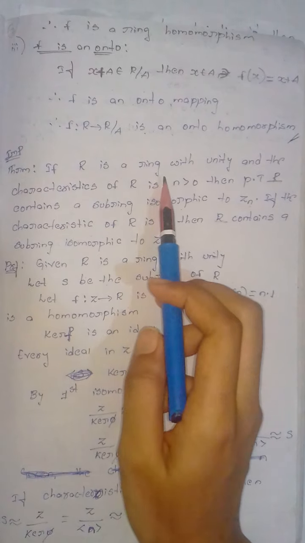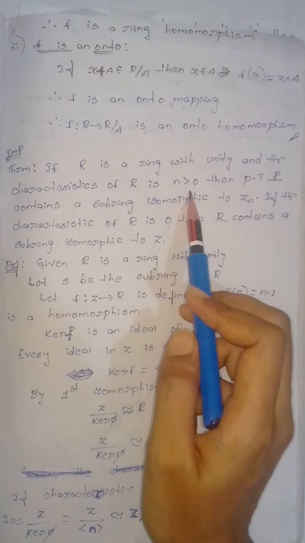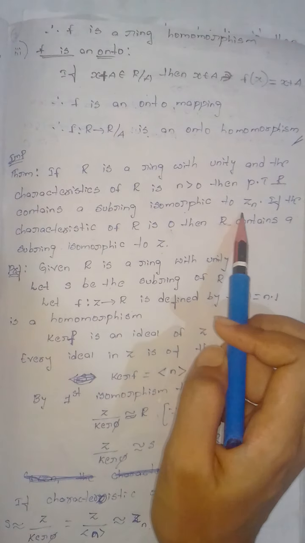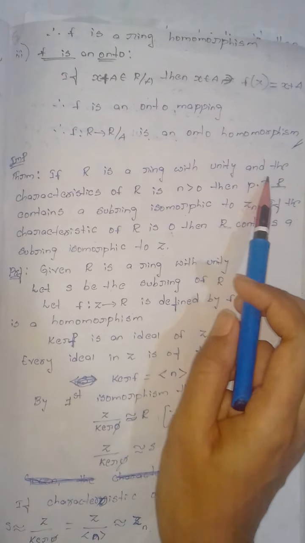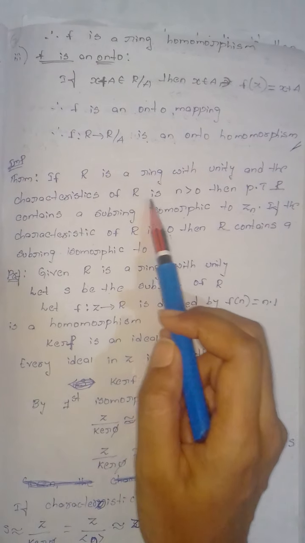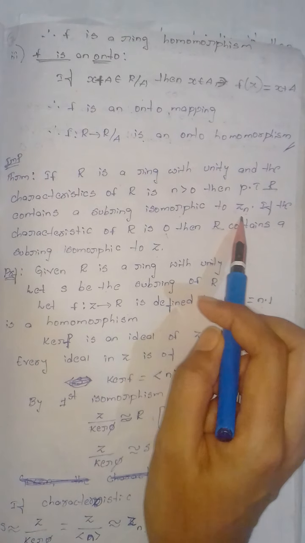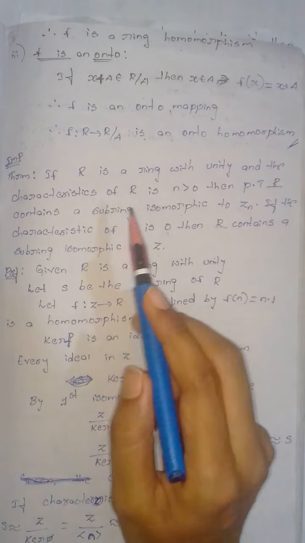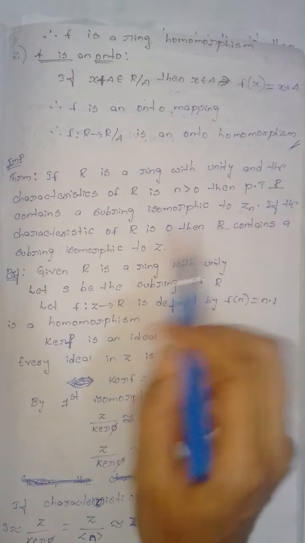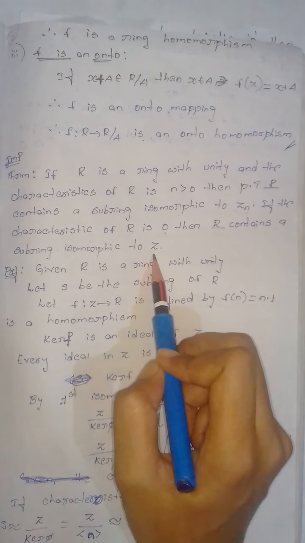If R is a ring with unity and characteristic of R is n greater than 0, then prove that R contains a subring isomorphic to Zn. Means here if you take the characteristic of R is n, you have to prove R contains a subring Zn. Now the next case, if you take the characteristic of R is 0, then you have to prove R contains a subring isomorphic to Z. Two cases you have to prove.